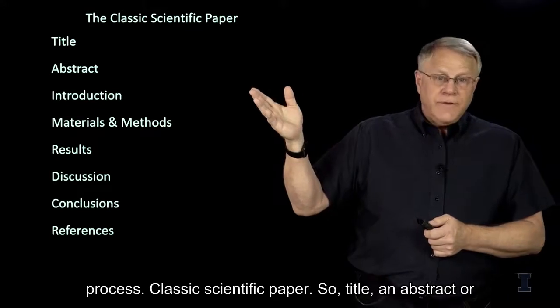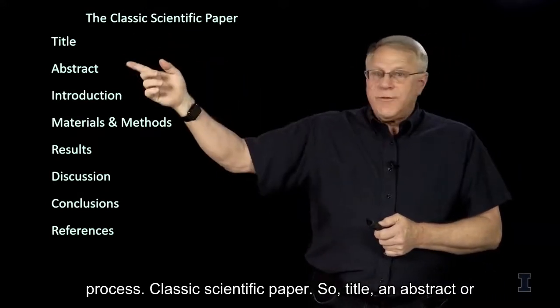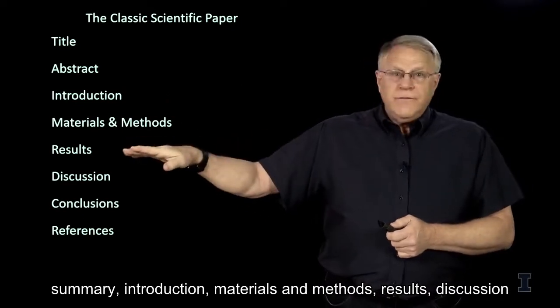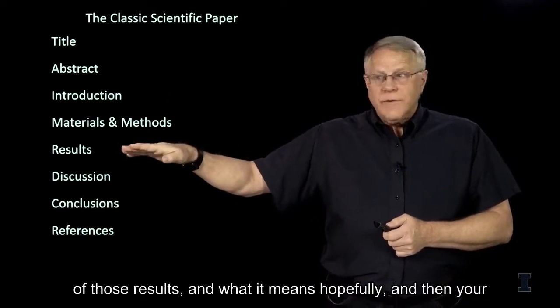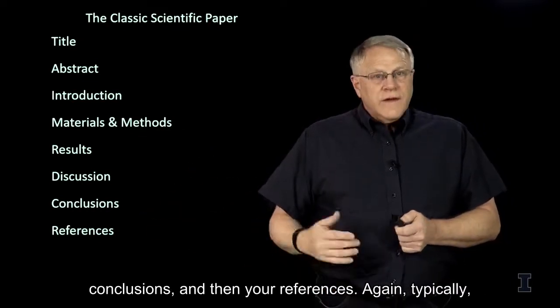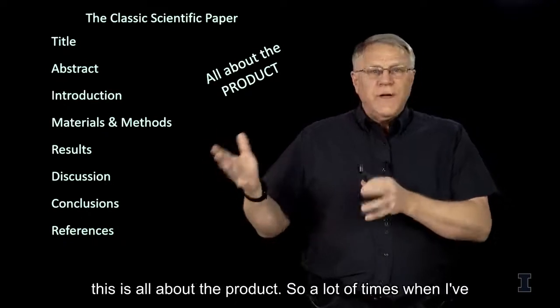Classic scientific paper. It's a title, an abstract or a summary, introduction, materials and methods, results, discussion of those results and what it means, hopefully, and then your conclusions and then your references. Again, typically this is all about the product.